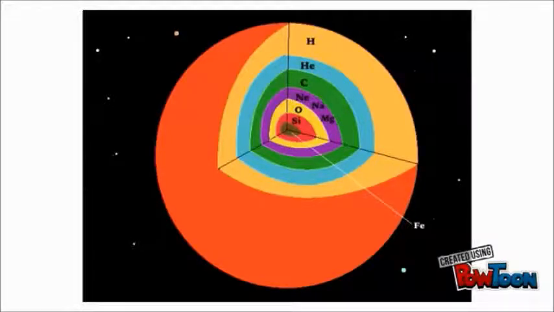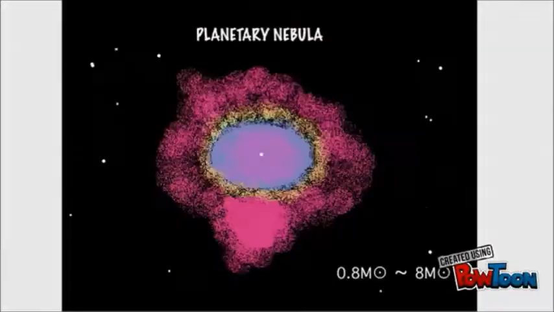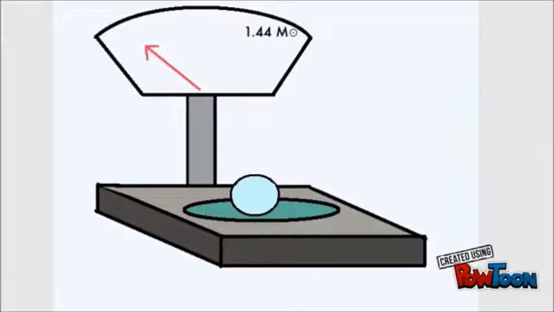At this stage, the star can no longer perform fusion. It is now a supergiant. Average stars like our Sun of masses between 0.8 solar masses and 8 solar masses will become a planetary nebula after the red giant phase. Afterwards, these stars become white dwarfs, very dense stellar remnants of up to 1.44 solar masses.